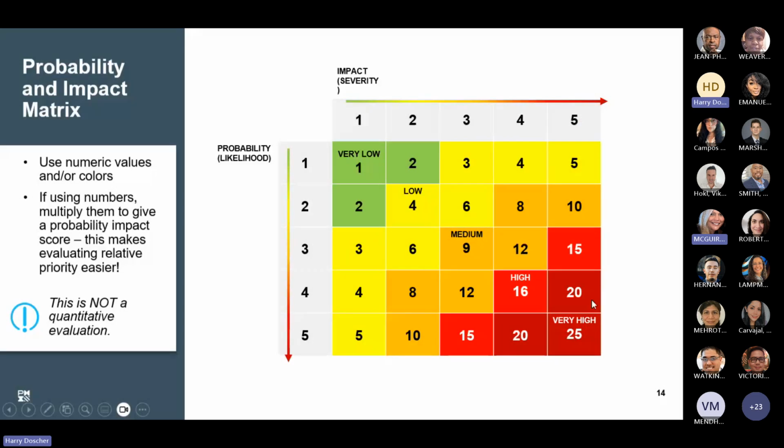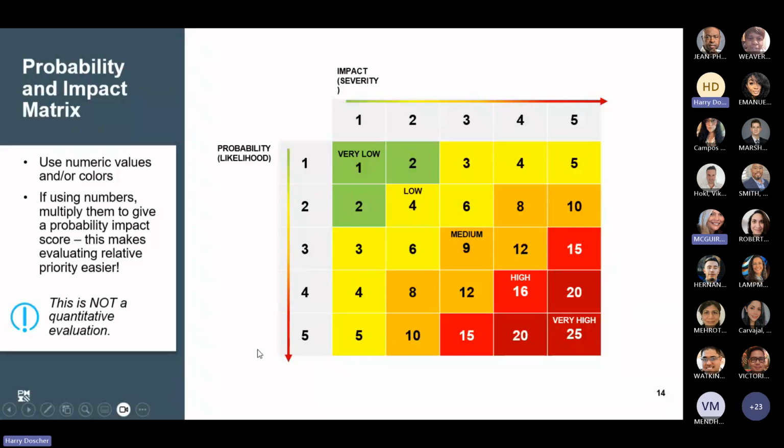The ones you really need to worry about are the ones in the dark red here, the 20s and the 25. The 15s and 16s are still high risks. I would address the ones with the highest probability first. But all of these need to be addressed, the medium and the low and the very low too.